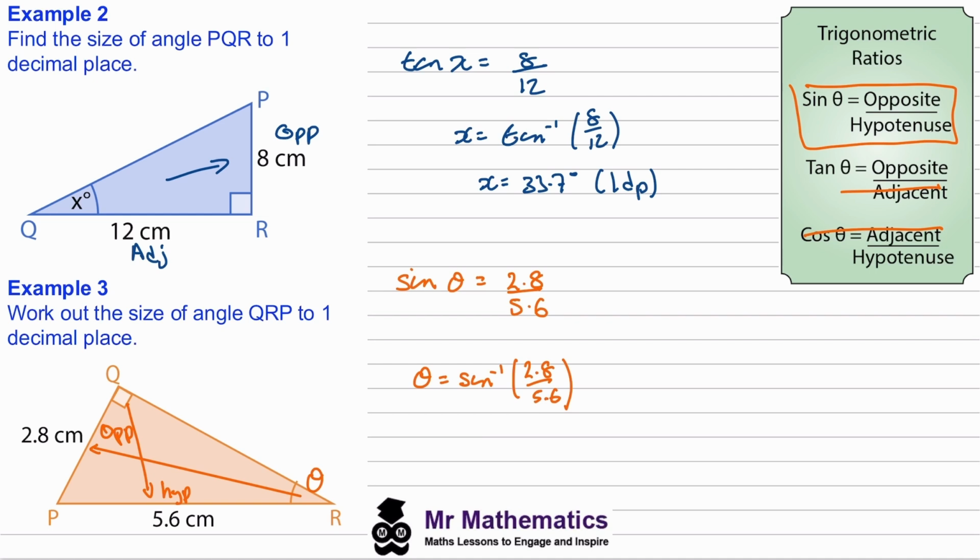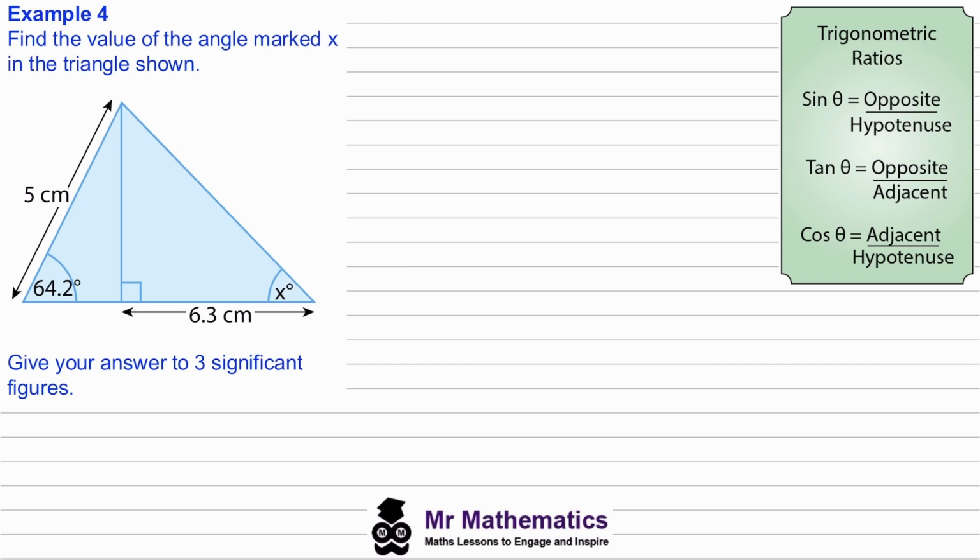And when you work this out on the calculators, we get theta will be 30 degrees exactly. Okay? Let's try example 4. So in example 4, we need to work out this angle. The problem is, this isn't a right angle triangle, and in this triangle, we haven't been given enough information.